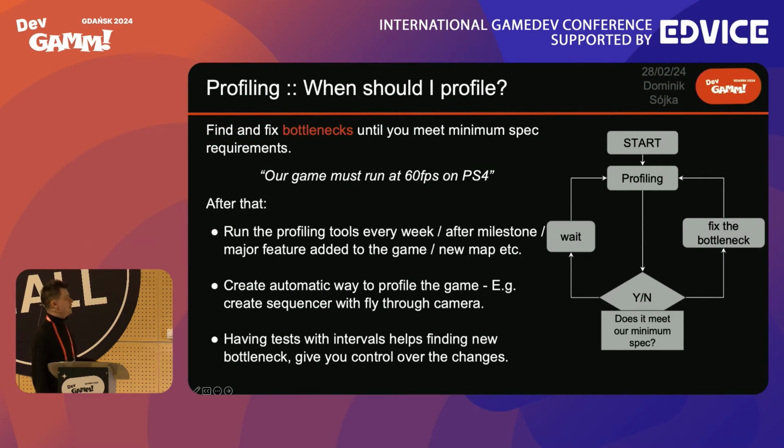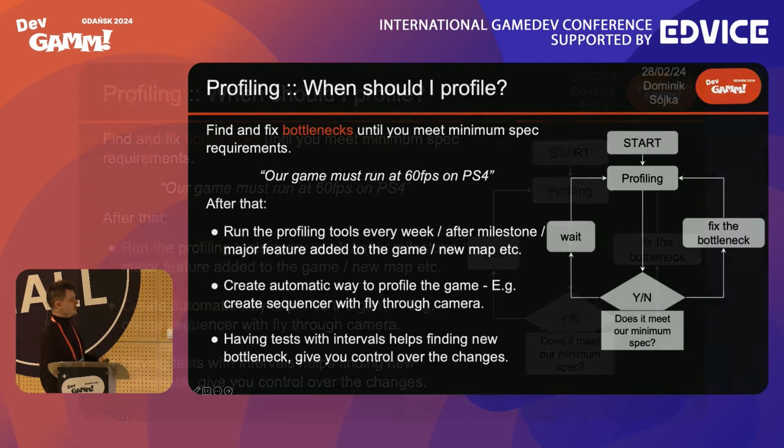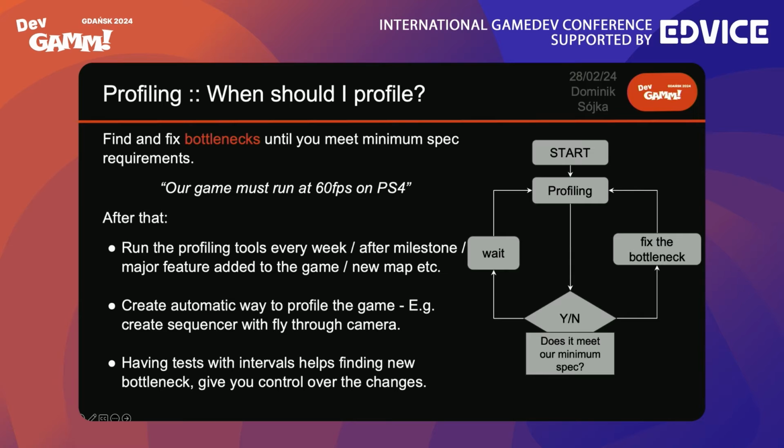So basically, when we have our minimal spec requirements for the game, for example, you could say our game needs to run on a Switch at 30 FPS, and this is your target. So when you have your target and you profile the game, finding the bottlenecks, and when you meet those minimum requirements, there is another step that should be taken: you should run the profiling every week, every milestone, every new map, or any other new important feature in your game.